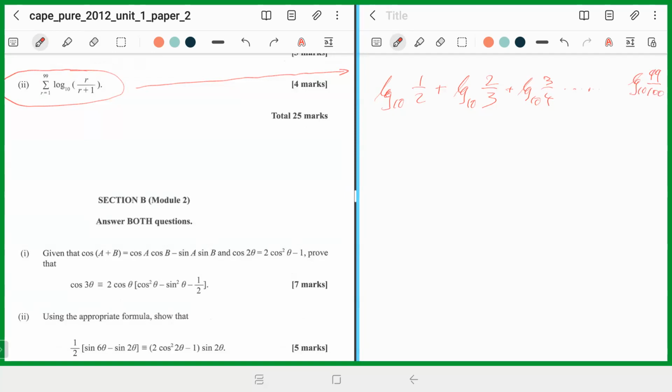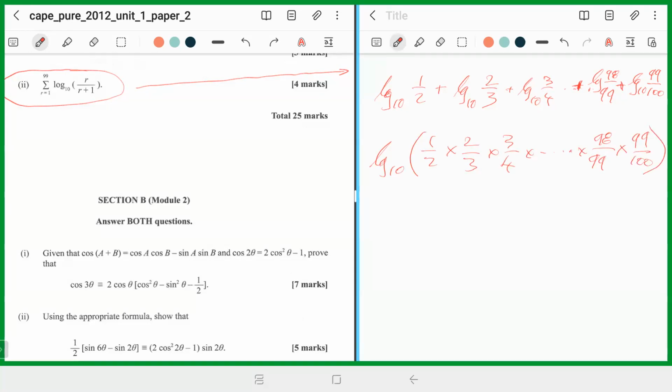But the value before that would have been 98. So in front of that, you would have log to base 10 of 98 over 99. And the trend continues backwards. So it's a similar question to what we just did. It all becomes log to base 10 of a half times 2/3 times 3/4 times all the way up to 98 over 99 times 99 over 100. So it's really the same question.